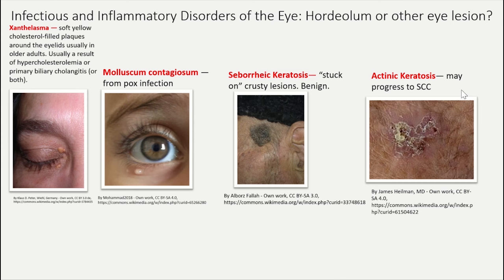Actinic keratosis is a precursor to squamous cell carcinoma. My mnemonic on that is actinic keratosis is the bad actor. And again, this could present on the eye as well.